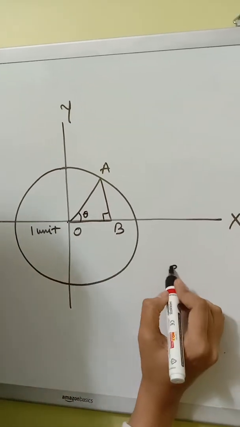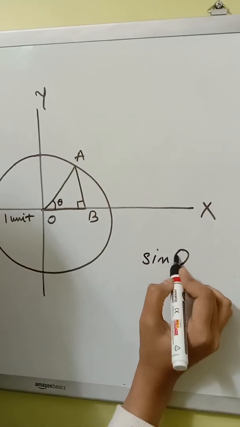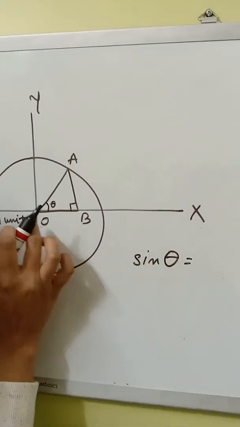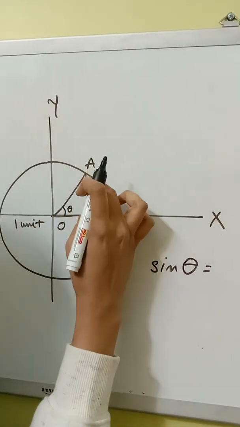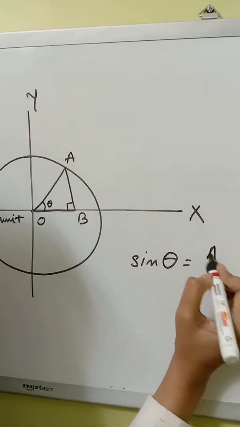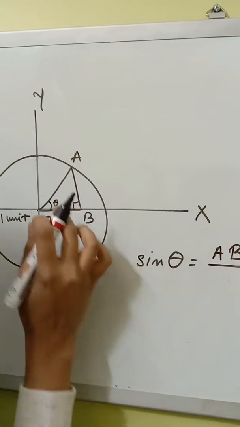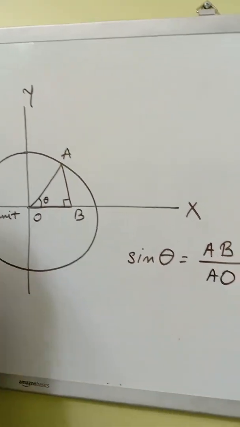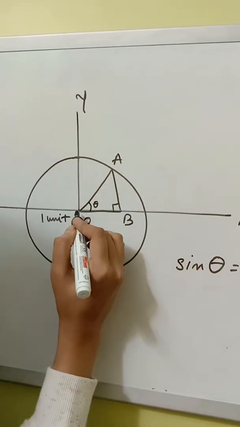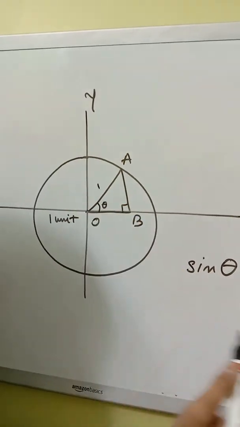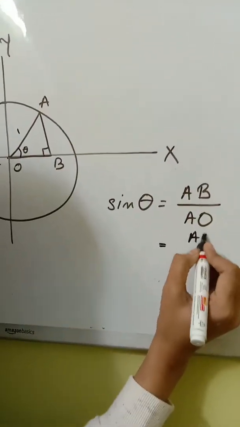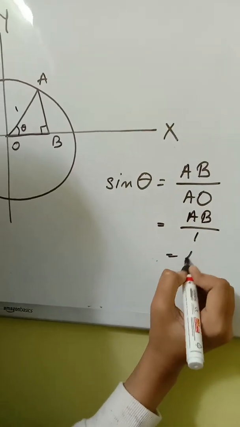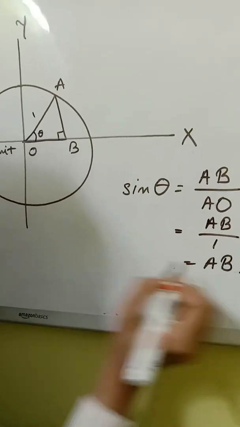So what will be the sine theta over here? Sine theta is opposite to theta. Opposite to theta, which side? That is AB, divided by the hypotenuse. Here the hypotenuse is AO. Now let's see that AO is the radius of this circle, which is 1. So let me put it AB by 1, which will give me that sine theta is equal to AB.